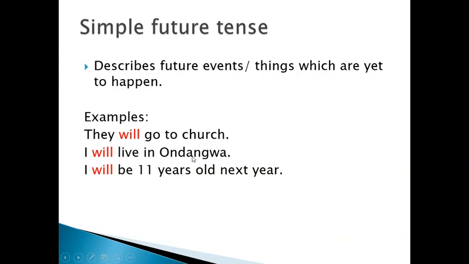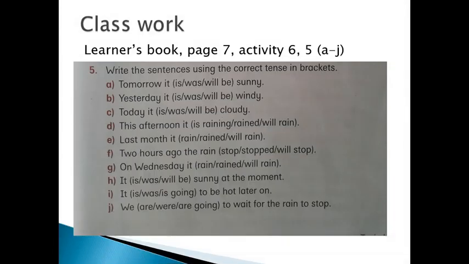I will live in Ondangwa. This sentence clearly tells you that the person is not living in Ondangwa. They've never lived there, but they will live in Ondangwa next year, next month, tomorrow, anytime in the future. I will be 11 years old next year. So the person will be 11 years old next year, and next year is in the future.